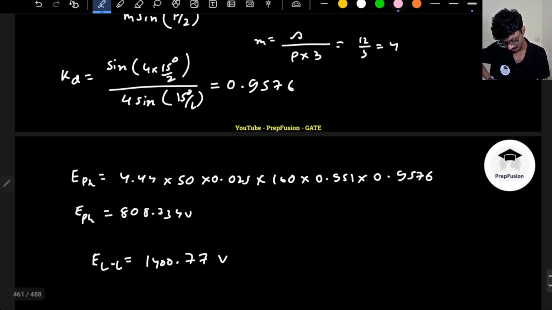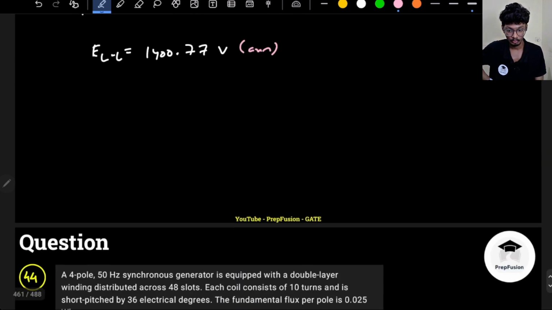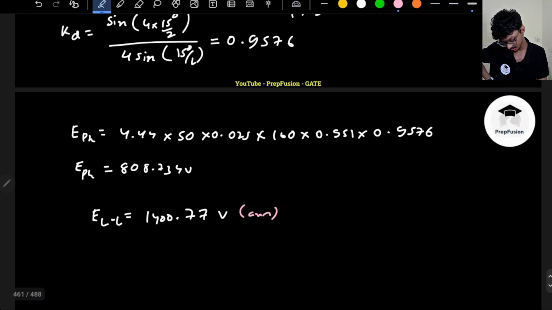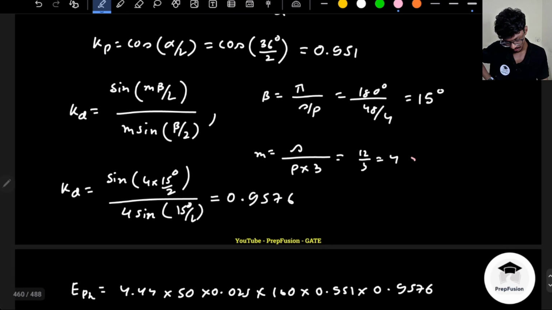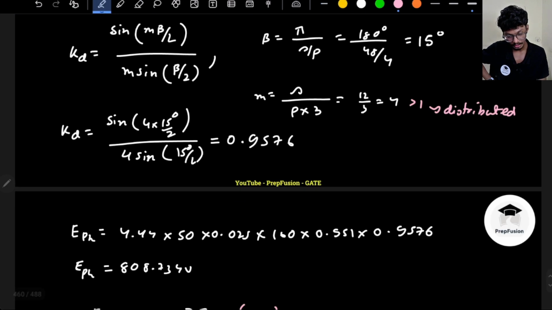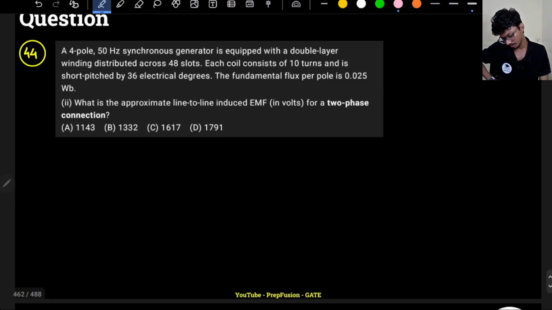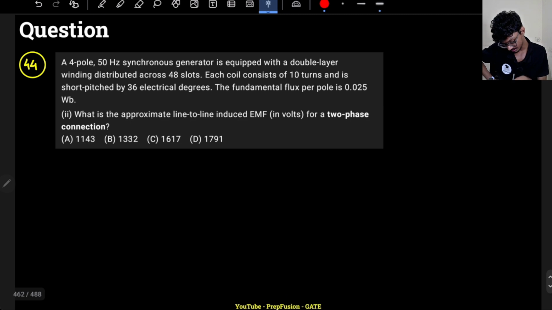So this is the first part actually. They have asked a few more things. Remember, here your m comes out to be greater than 1, that means it is a distributed winding. Okay, now let's solve the next part of this question.